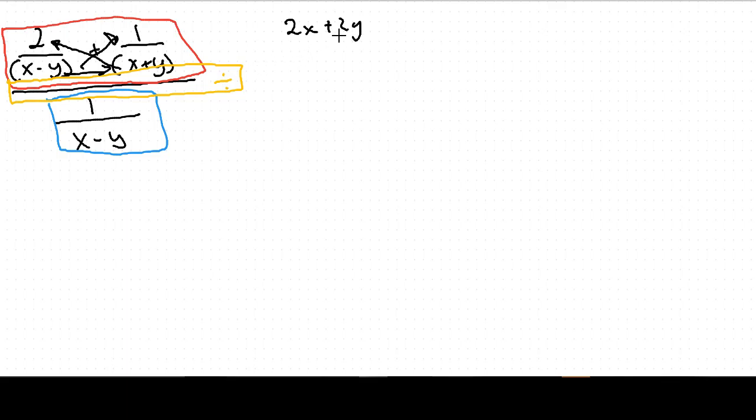Not over yet. We still have to finish the top. We still have to do this part. And then 1x minus 1y, which would be x minus y. So plus x minus y. And then I can put my line down, and what do I have on the bottom of that fraction? x minus y, x plus y.